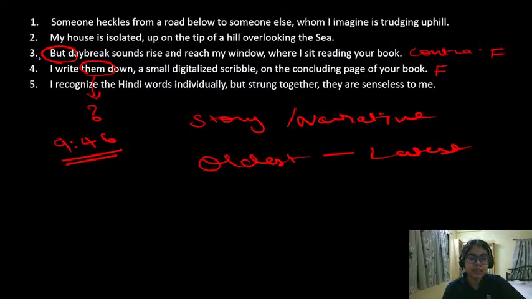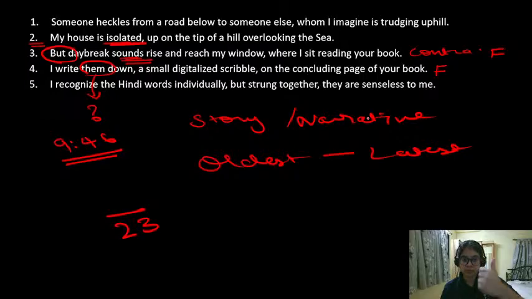Okay. 3: 'But daybreak sounds rise and reach my window where I sit reading your book.' So these sounds reach me, but usually the sounds don't reach me here. That sentence is indeed given in 2. My house is isolated up on the top of a hill overlooking the sea. Isolated, no voice, but sometimes the daybreak sounds rise and reach my window. So the contradiction is easily explained in statement 2. 2 and 3 are a pair.